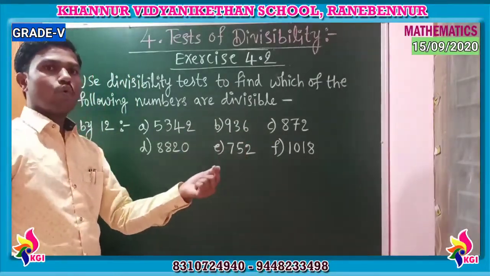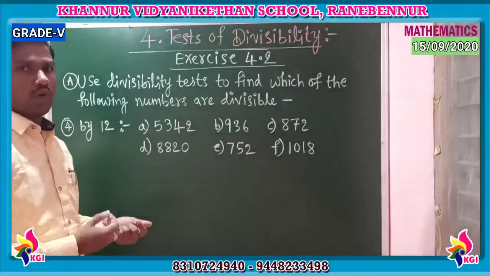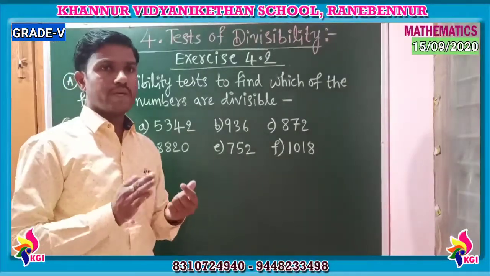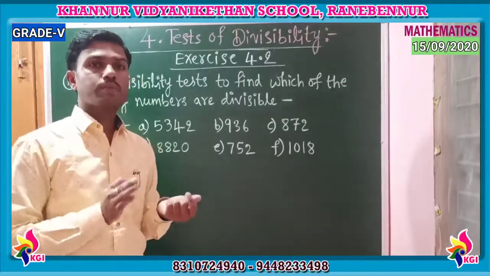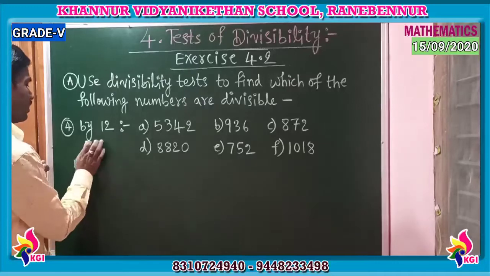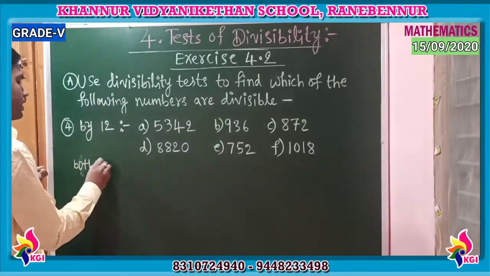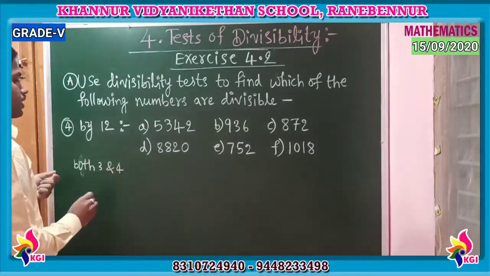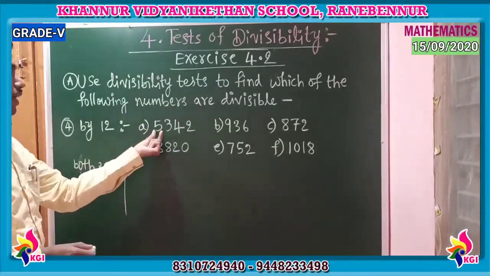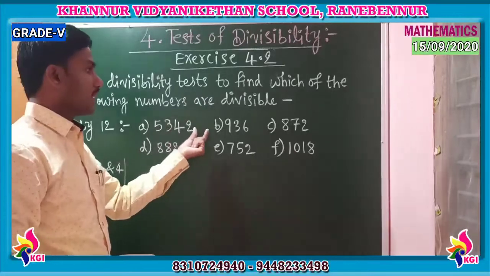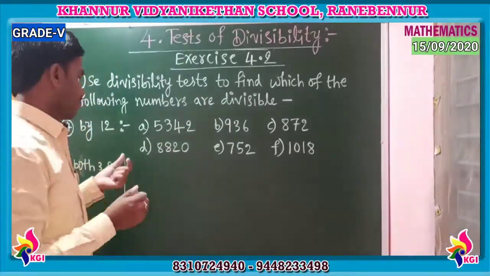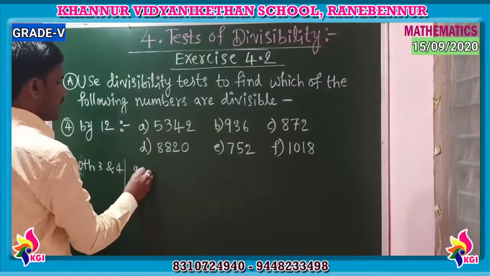How to check? We know the rule of divisibility by 12. If a number is divisible by 12, it means the given number is divisible by both 3 and 4. We know the rules for 3 and 4. If these numbers are divisible by both 3 and 4, then that number is definitely divisible by 12.